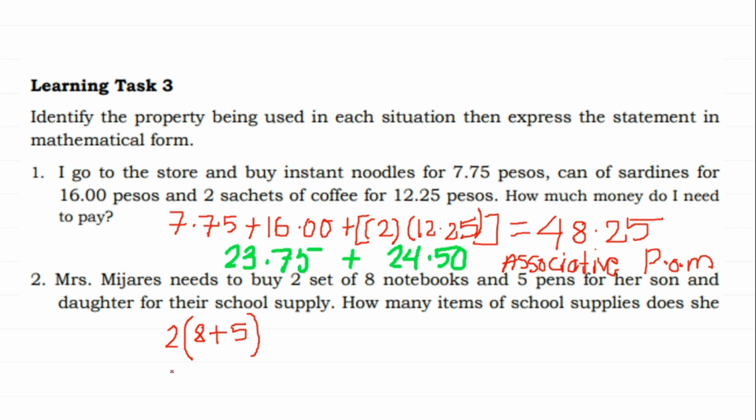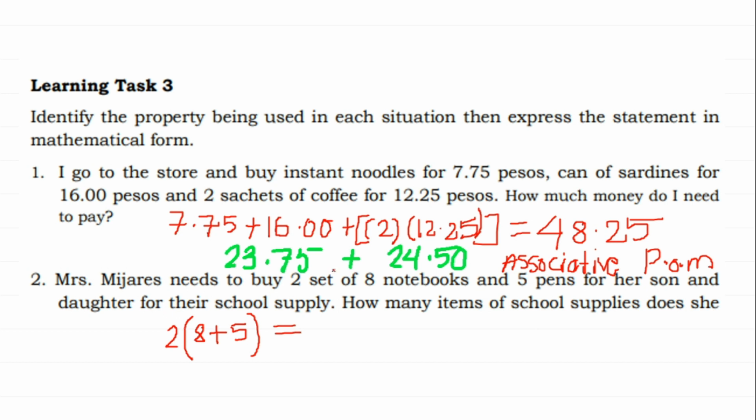Ngayon, 2 set nun. So, ibig sabihin, we're gonna have 2 multiply to 8 plus 5. Dalawa nung 8 plus 5. Okay? 8 yung notebook, 5 yung pen, dalawang set ng ganon. So, that's why we multiply it to 2. And that will give us what? That will give us, so we have here, we can do the addition first inside the 8 plus 5, then multiply it to 2. Or we can use the distributive property of multiplication over addition.